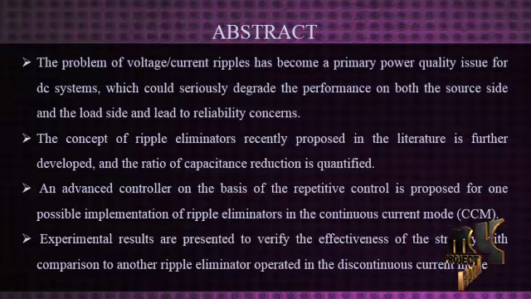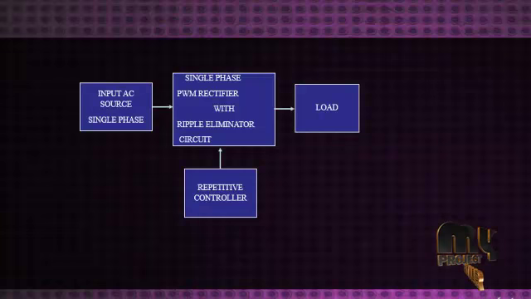An advanced controller on the basis of repetitive control is proposed for one possible implementation of ripple eliminators in the continuous current mode of conduction, and the results are verified in comparison to another ripple eliminator operated in the discontinuous current mode. It has been shown that the proposed instantaneous ripple current diversion leads to a nearly four-fold improvement of performance. Next, we see about the flow diagram of our process.